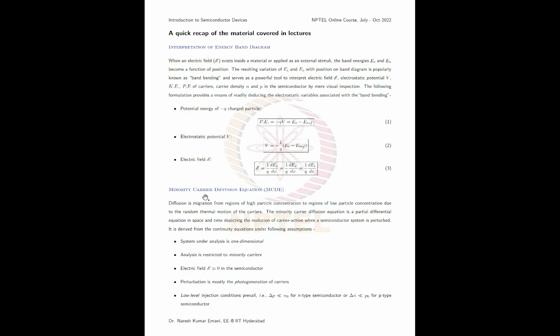Next, minority carrier diffusion equation. Diffusion is migration from regions of high particle concentration to regions of low particle concentration due to random thermal motion of carriers. So if you have one region where the concentration of particles is high and another region where it is low, then due to thermal motion of carriers, particles will move from high concentration to lower concentration so that the concentration equalizes, and this is called diffusion.